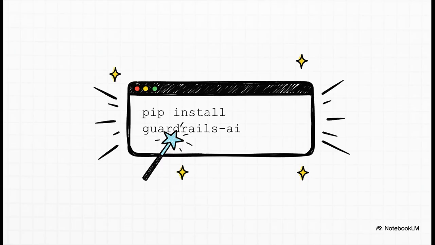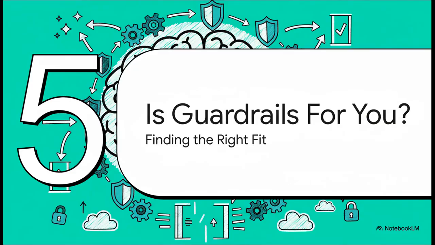One of the best things here is how accessible it is. Getting started isn't some complex multi-day integration. It's as simple as a single command. Pip install Guardrails-AI. That's it. This means you can start adding this critical safety layer to your project in minutes, not days. Now, like any tool, it's super important to know when to use it and when not to. So let's talk about finding that right fit and figuring out if Guardrails is the solution that you've been looking for.